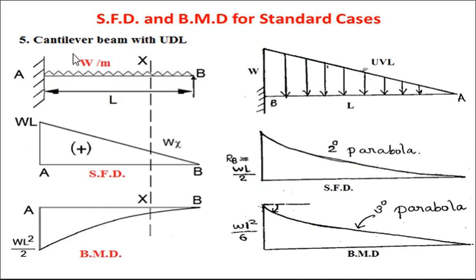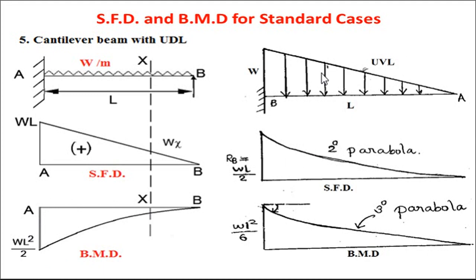Now another standard case, cantilever with UDL. In that case, maximum shear force will be WL and bending moment will be WL square by 2. Okay. So here this is drawn below the line, it will be negative. This BMD will be negative.